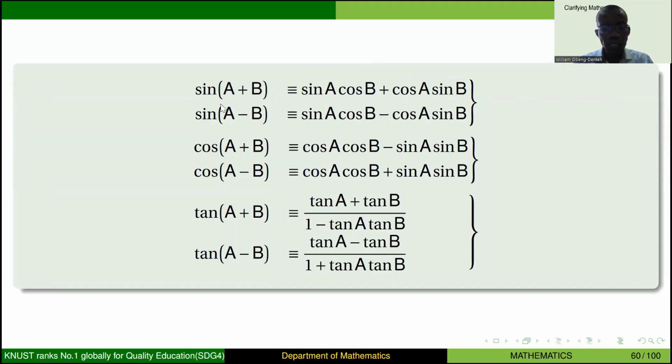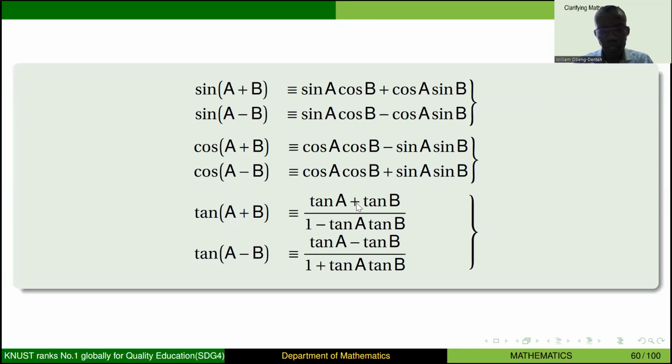Great. Now, similarly, as we derive sine A plus B giving us this, sine A minus B will give us sine A cos B minus cos A sine B. Cos A plus B will give us cos A cos B minus sine A sine B. Then cos A minus B will give us cos A cos B plus sine A sine B.